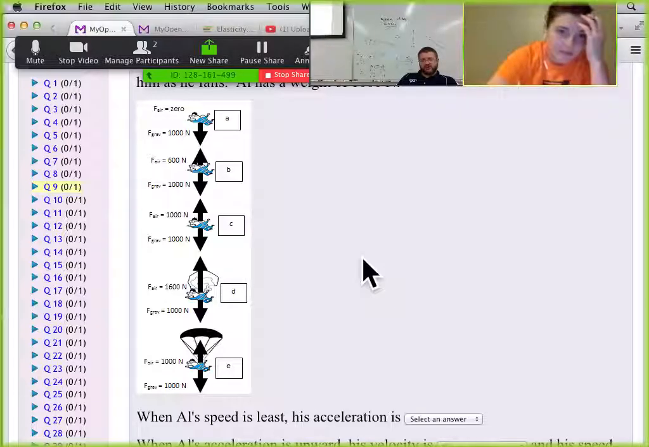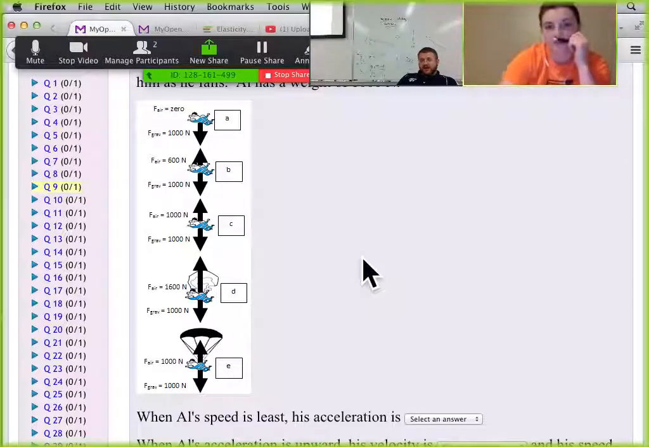C? That's correct. C is the one where the force from the air is equal to the force from gravity, so he's going as fast as he can go. Can't go any faster. Okay. So then how is it different from E?